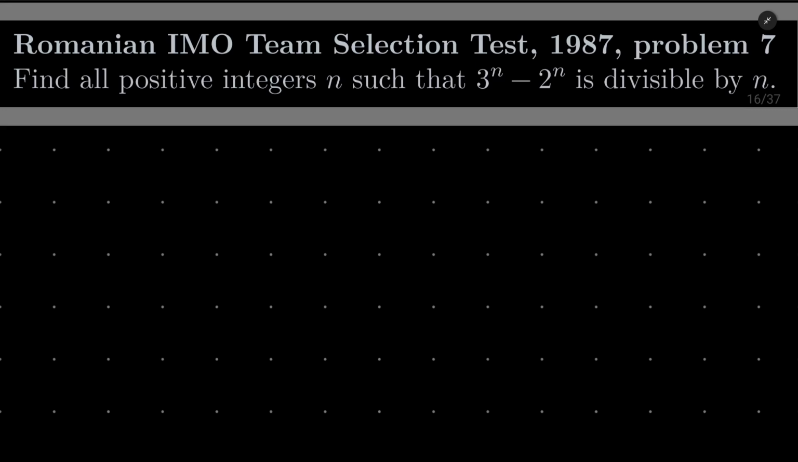Hello friends, in this video I'd like to solve the following problem from the Romanian International Mathematical Olympiad Team Selection Test 1987, problem number 7. We wish to find all positive integers n such that 3 to the power of n minus 2 to the power of n is divisible by n. It's a nice problem from number theory. Here are my hints.